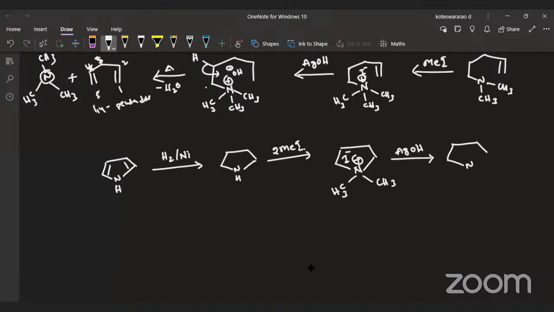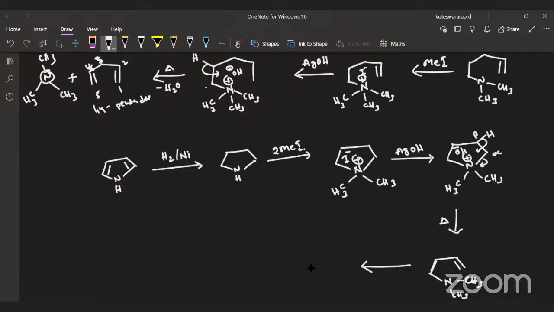That leads to the formation of N,N-dimethyl quaternary ammonium hydroxide, OH minus. Then on heating, this is the alpha position, this is the beta position, then elimination of a proton occurs with simultaneous cleavage of the carbon-nitrogen bond. That leads to the formation of a double bond between C2 and C3, and the nitrogen exists as a tertiary amine.